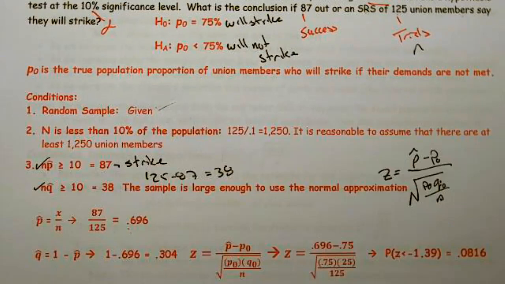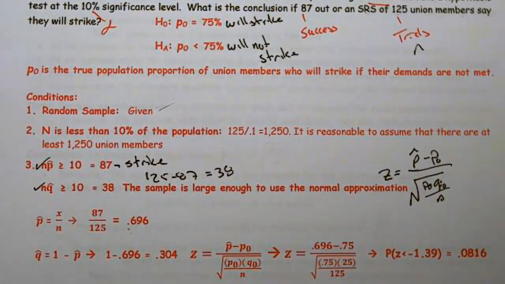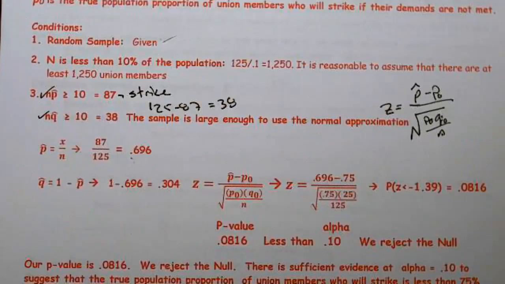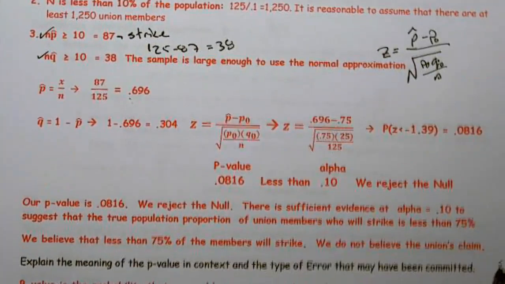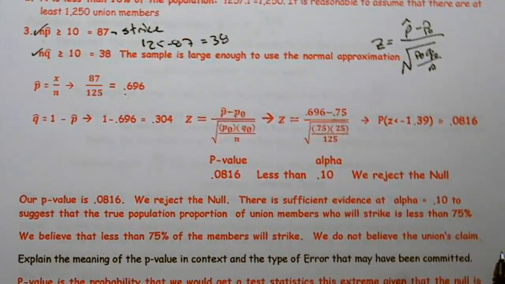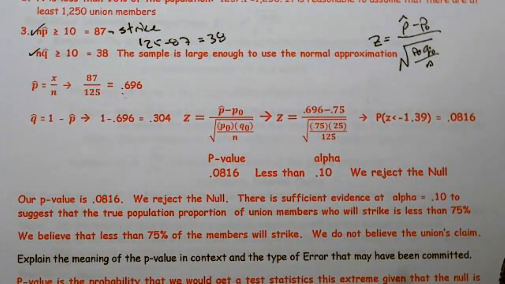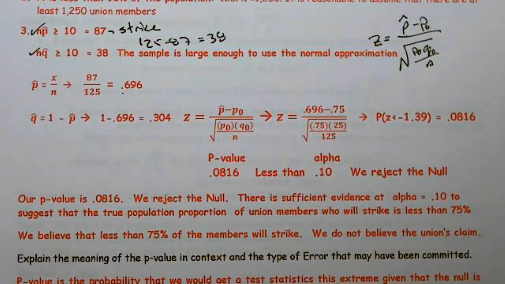p-value equals 0.0816. So 0.0816 is less than alpha. So we are rejecting the null. All right. So because our p-value is less than 0.1, we reject the null. So our p-value is 0.0816. We reject the null. There is sufficient evidence at alpha equal 0.10 to suggest that the true population proportion of union members who strike is less than 75%.